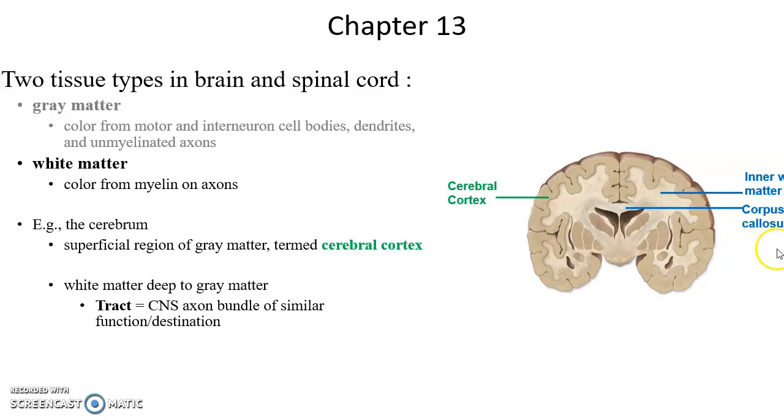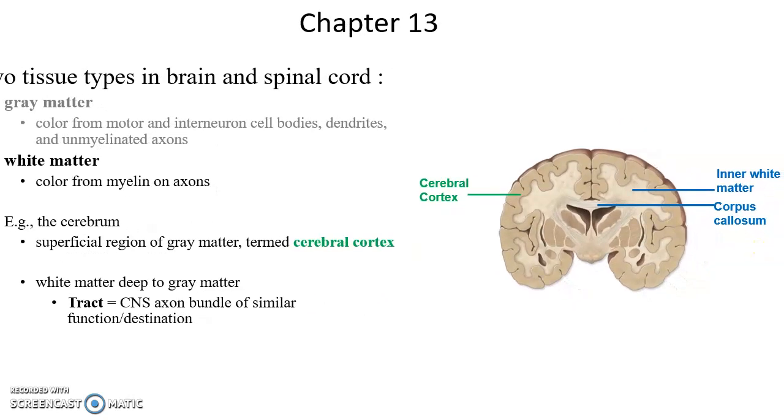Now the cerebrum, here's a lovely cartoon of a cerebrum, has the gray matter toward the surface, so it's superficial. And that gray matter is referred to as the cerebral cortex. That is thought to be where most of the important functional processes are occurring in the cerebrum, in the cerebral cortex. And then the white matter is deep to the cerebral cortex. White matter, again, being made up of bundles of myelinated axons, and those bundles are often called tracts. So in the central nervous system, we have tracts, which are bundles of axons going to similar locations for similar functions. In the peripheral nervous system, those would be called nerves.